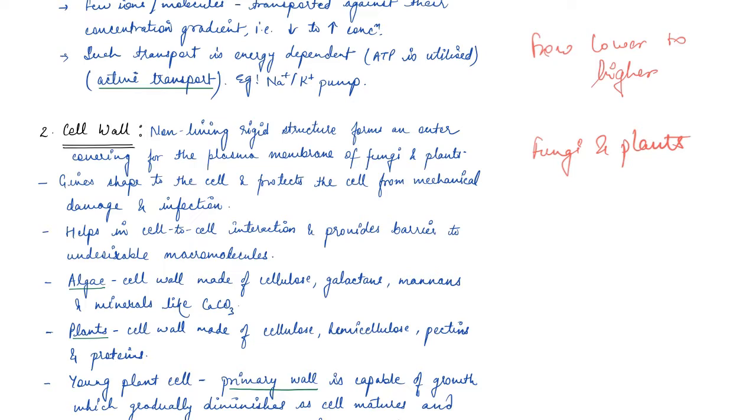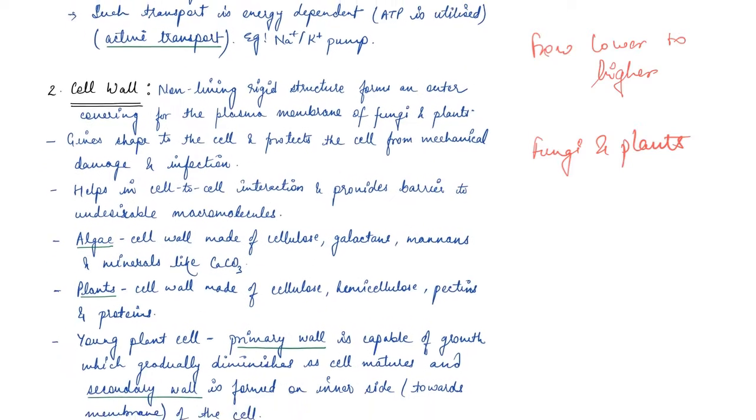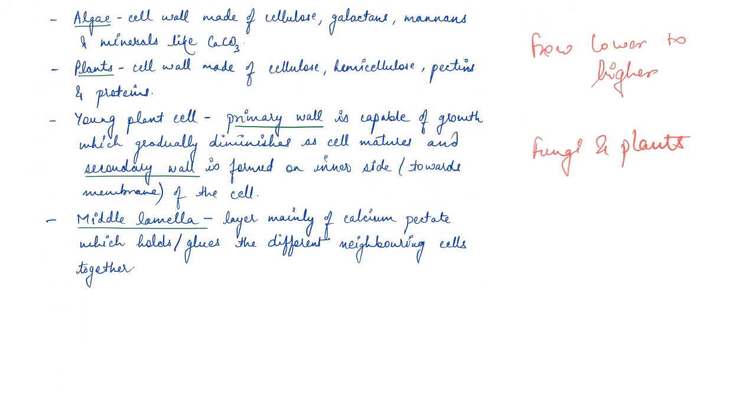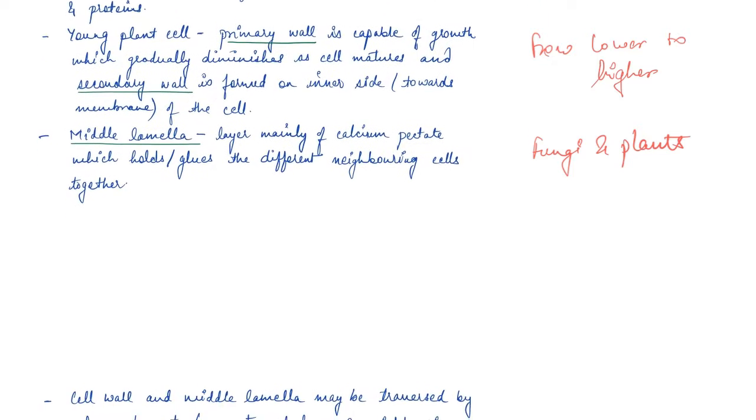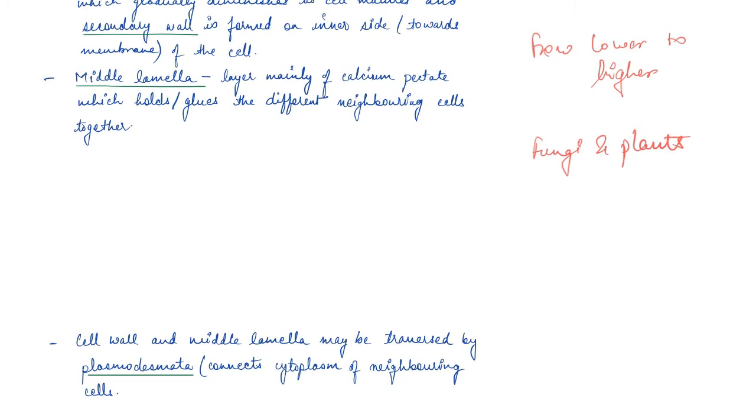Now, in case of algae, they have a cell wall which is made up of cellulose, right? So, algae has a cell wall made up of cellulose, galactans, mannans, and minerals like calcium carbonate. In case of plants, the cell wall of a young plant cell is known as the primary wall. Now, the primary wall is also capable of growth and it diminishes as the cell matures, and a secondary wall is formed on the inner side of the cell, right? So, in case of young plants, the primary wall is capable of growth and it ultimately grows into a mature secondary wall, right?